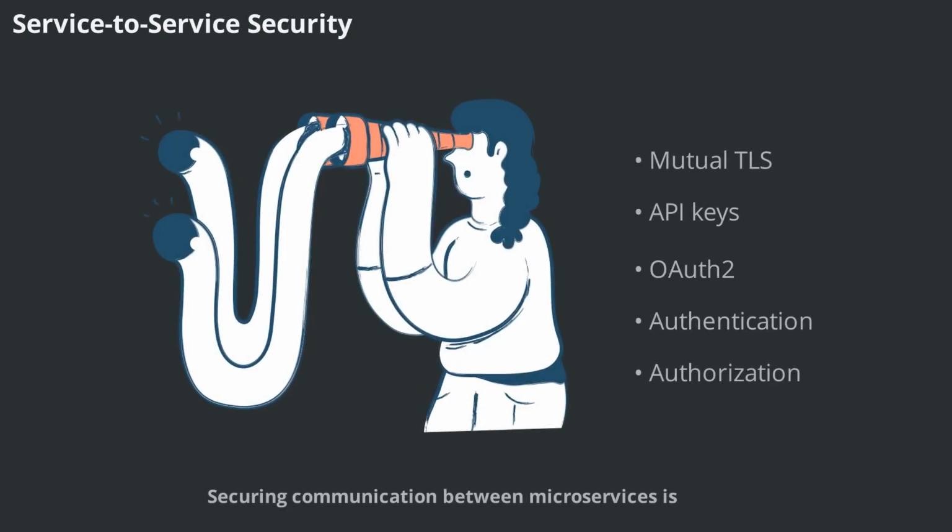Securing communication between microservices is essential for protecting sensitive data. You can use mutual TLS, API keys, or OAuth 2 for authentication and authorization. Interviewers may ask about security strategies, handling secrets, and preventing vulnerabilities. Demonstrating your knowledge of service-to-service security will show your readiness for production environments.